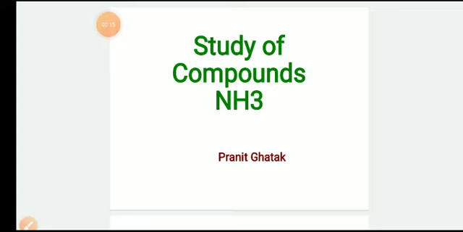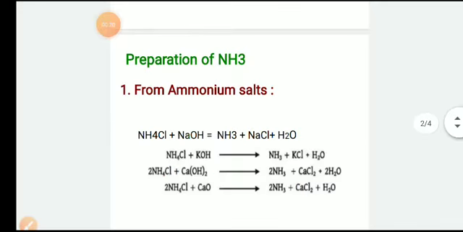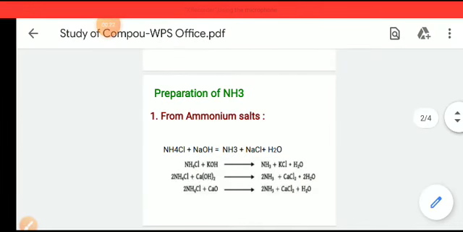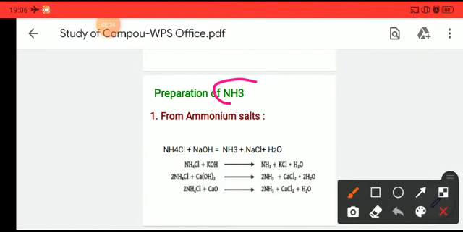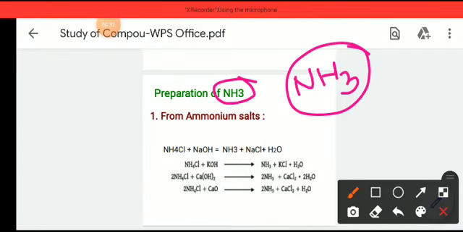So, let's begin. Today's topic is the preparation of ammonia, that is, preparation of NH3. As you know, the chemical formula of ammonia is NH3. Before we start the preparation of NH3, we should know some basic and chemical properties of NH3.